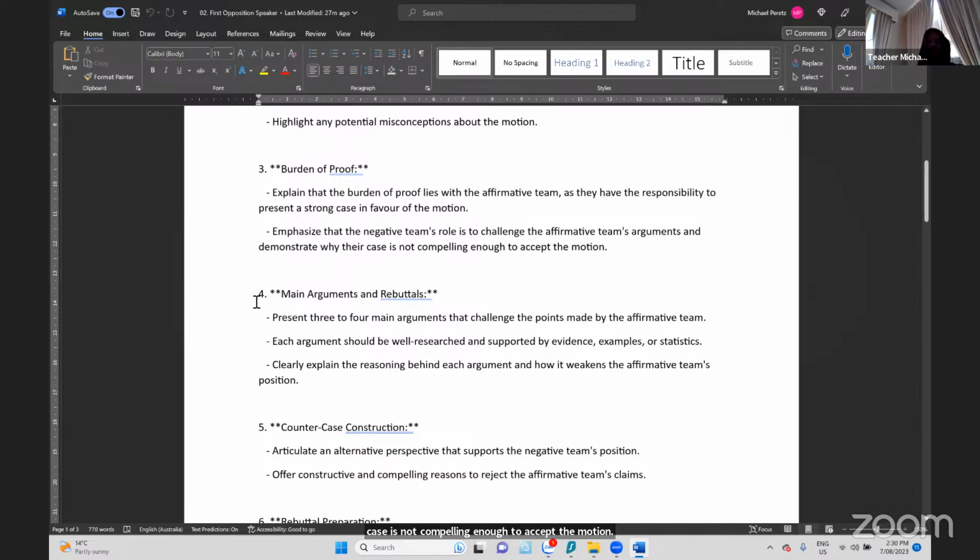We've got our main arguments and rebuttals. So we need to present again 3 to 4 main arguments that challenge the points made by the affirmative team.